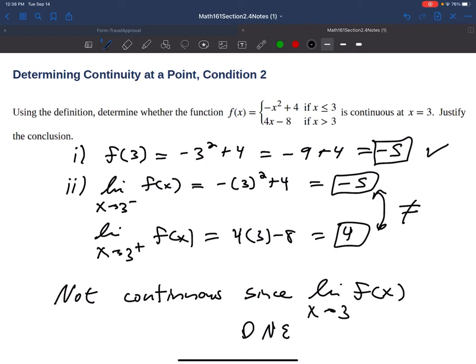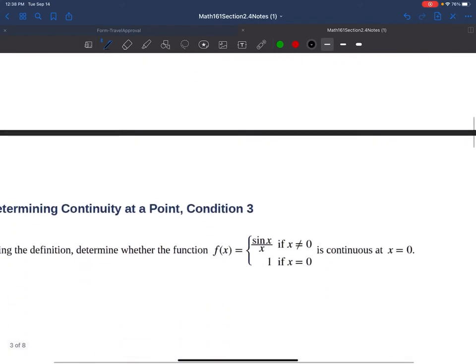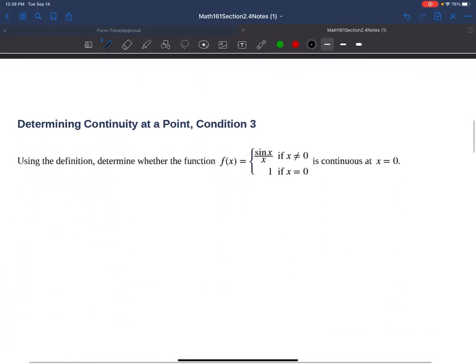All right, so this is a situation where condition 2 of the criteria above was not met. Let's move forward. Here's where condition 3 is not met. So this is kind of a weird one. Using the definition to determine whether the function f of x equals sine x over x if x is non-zero, and 1 if x is 0.